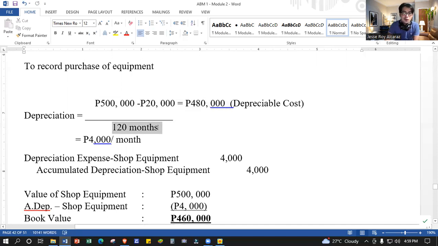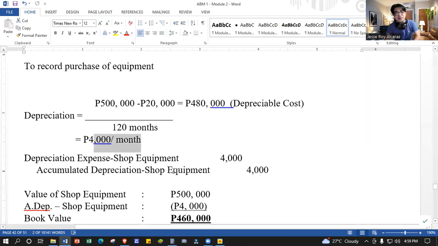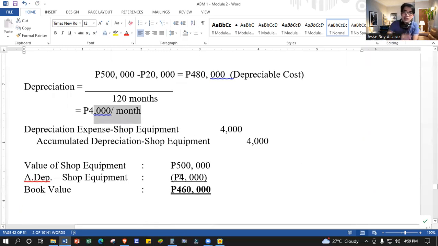Again, divided by the useful life. In this case, it's in months. The example is in months. Okay? So the depreciation per month is 4,000. So 480,000, if you're confused, divided by 120 months. Therefore, 4,000 per month. And then we record the adjusting entry. So debit, depreciation expense, because we used it for 1 month, and since we used it, that's equivalent to an expense amounting to 4,000.